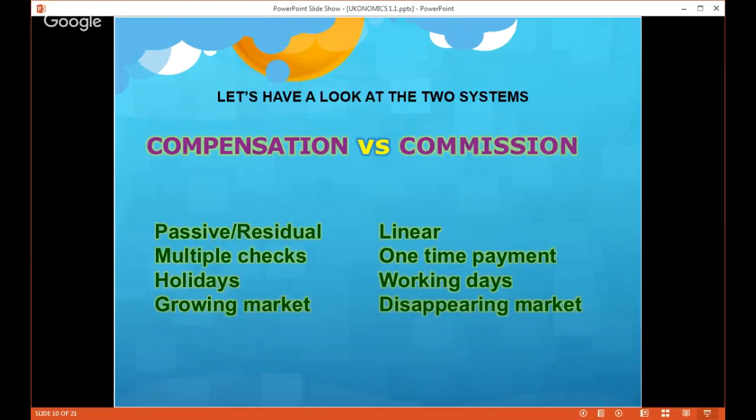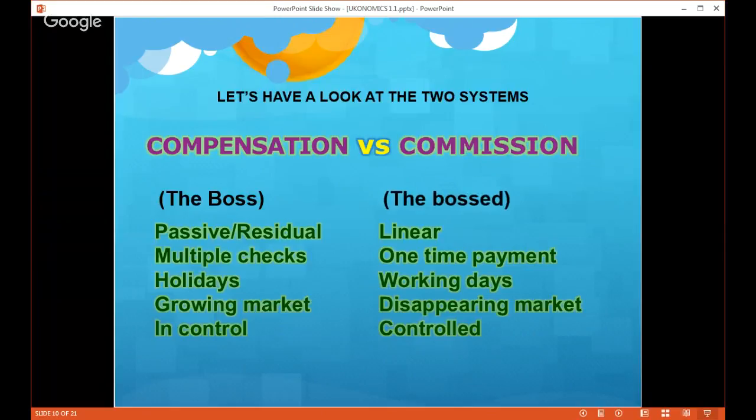It's a growing market, a disappearing market. You're in control or you are controlled. I would rather be the boss than to be bossed. And that goes along with work, right? You work 1 week to get paid one time. Your payments are linear when you work. You have working days. You have to save money, right, to go on vacation. So the water business kind of goes hand in hand with the way we work.